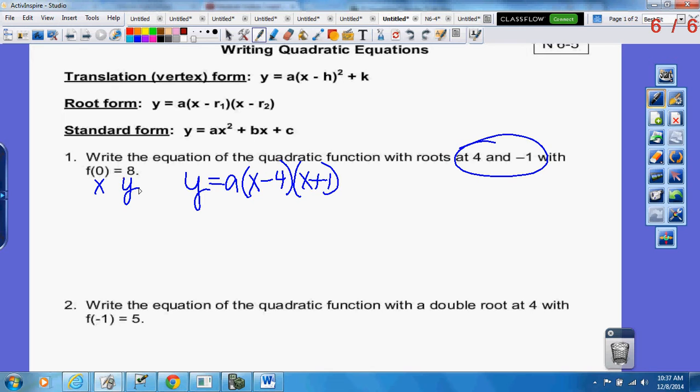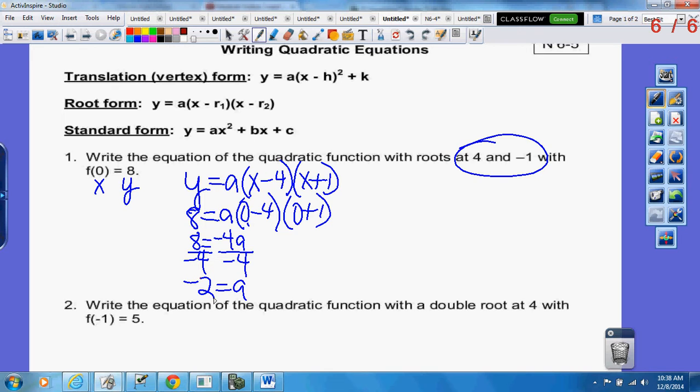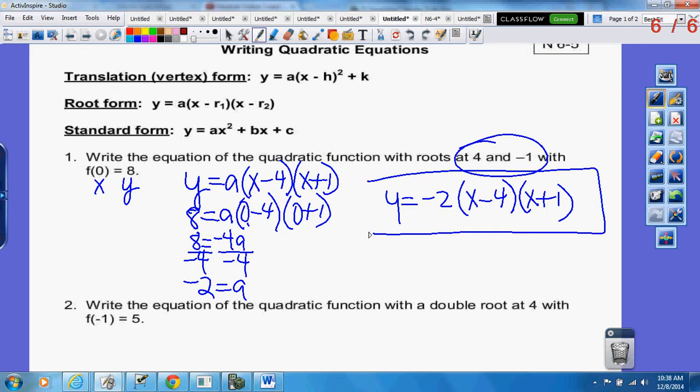So this really says 8 equals a, 0 minus 4 and 0 plus 1. So that's 8 equals, this is going to give me a -4 and this is going to give me a 1. So that's going to give me a -4a. And if I divide both sides by -4, I get a equals -2. Then I simply rewrite my equation. So my equation is y equals, I know what my a is now, -2, and then I have x minus 4 and x plus 1. And that is my equation.